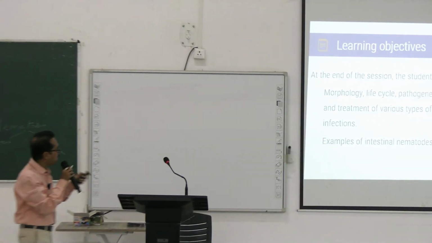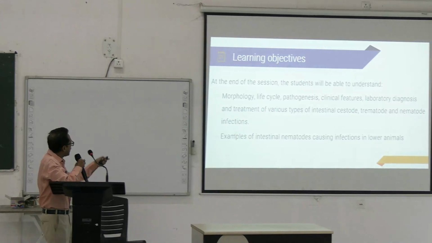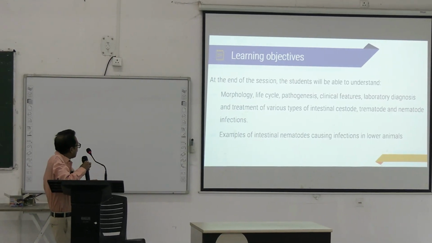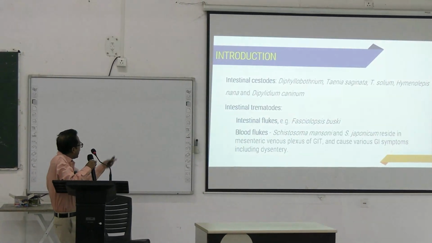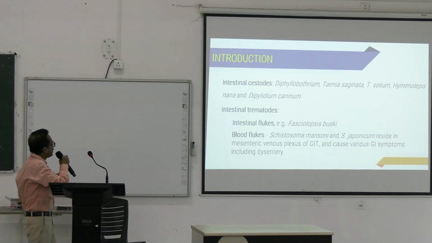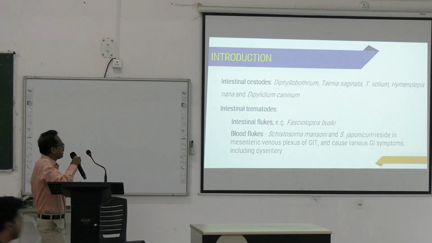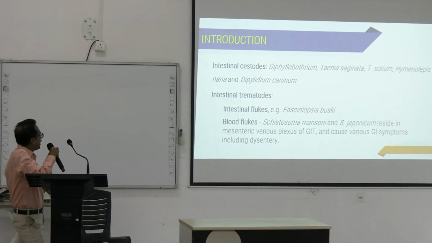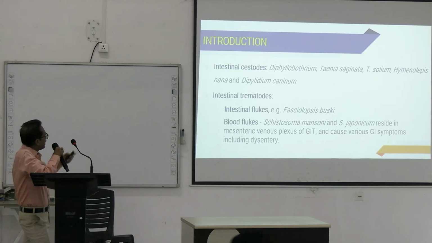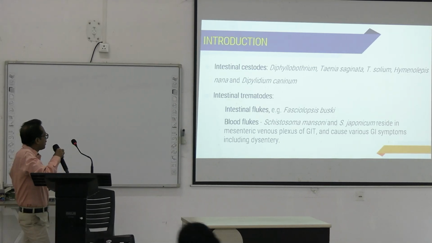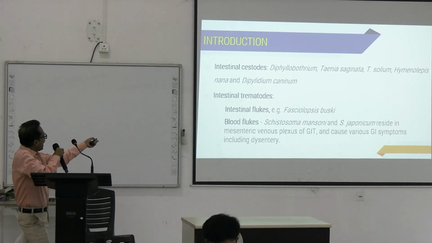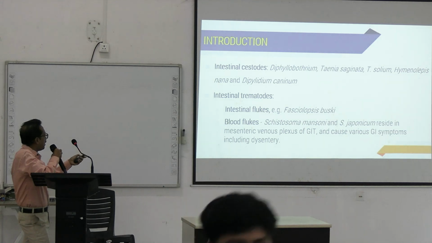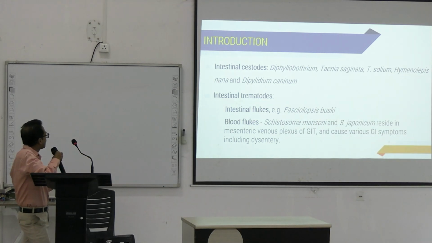But before we go to the proper topic, intestinals, just for a few names, what are the cestodes? Taenia solium and Taenia saginata, Diphyllobothrium latum. Intestinal trematodes are Fasciolopsis buski and blood flukes are Schistosoma. This will be taken in other classes. Right.